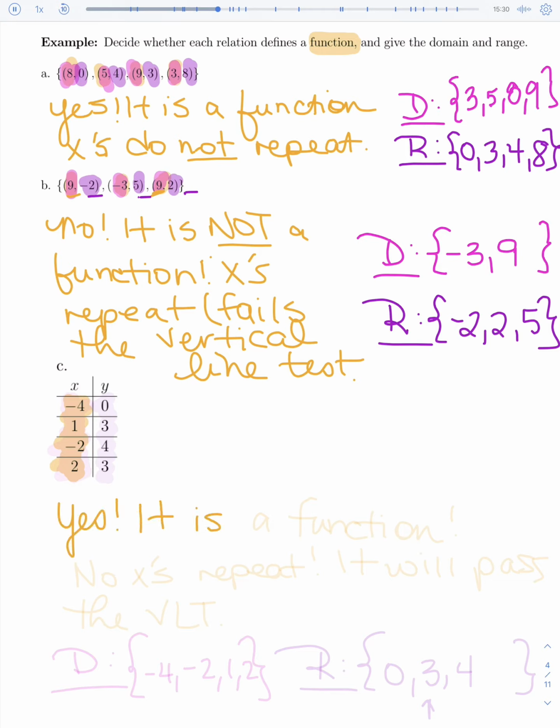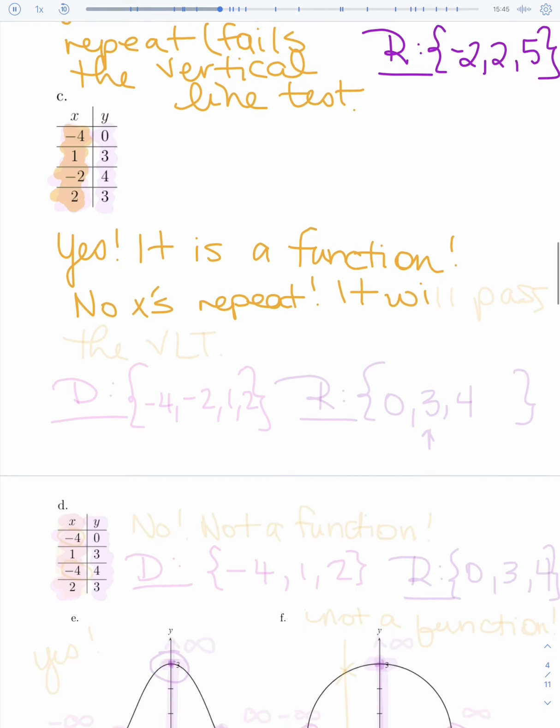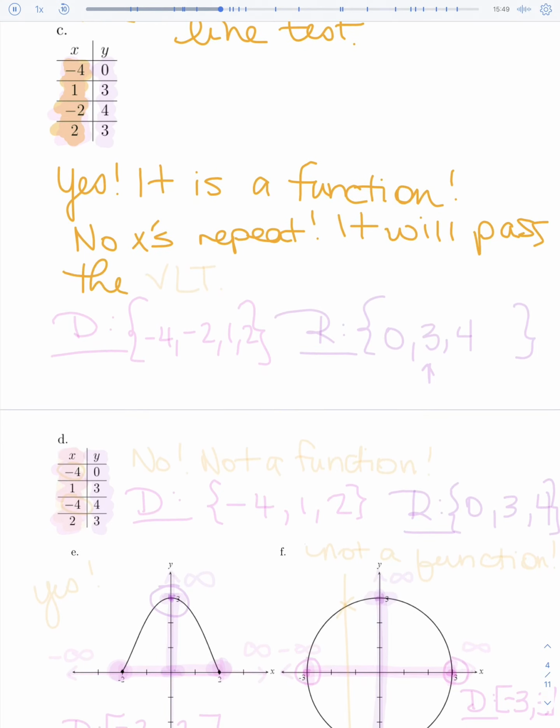So it is a function because the x's do not repeat, which means it will pass the vertical line test. No x's repeat. So it will pass the vertical line test. And I'm going to shorten that to VLT for vertical line test.